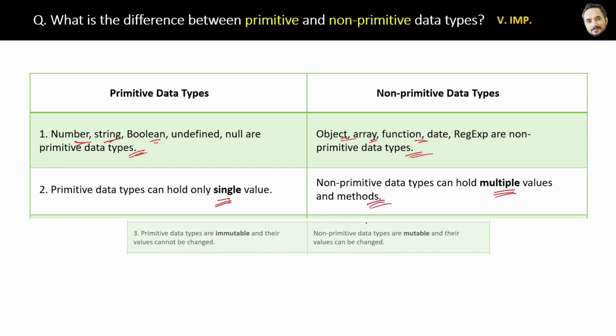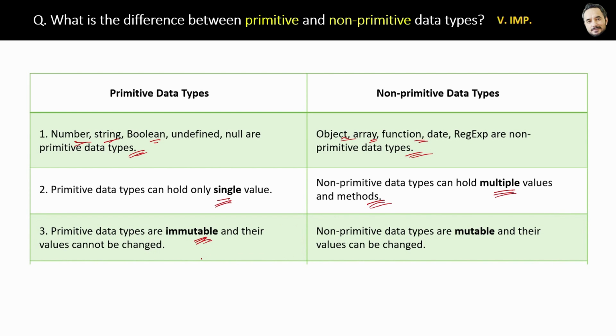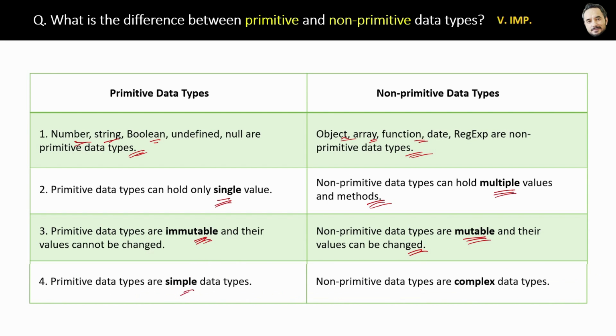The third difference is primitive data types are immutable and their values cannot be changed, whereas non-primitive data types are mutable and their values can be changed. And the last difference is primitive data types are simple data types, whereas non-primitive data types are called complex data types. Why? Because they can hold a list of students, single values, function, arrays, anything they can hold. That makes them complex. Great. Now you are not going to forget these differences between them ever.